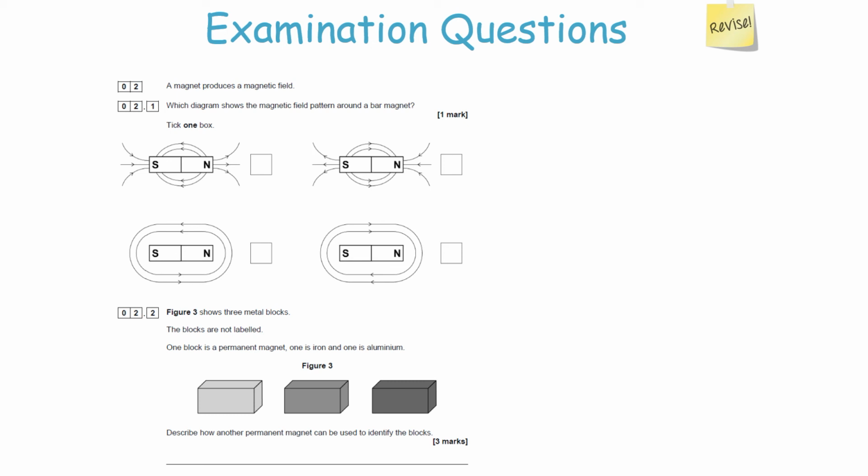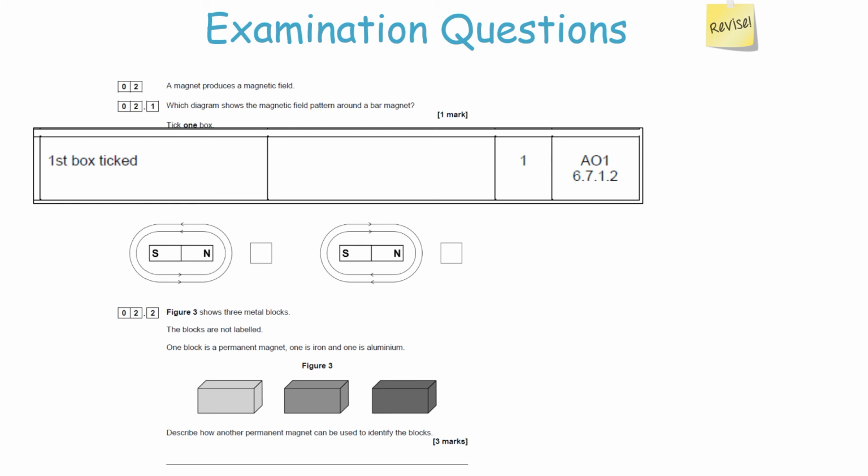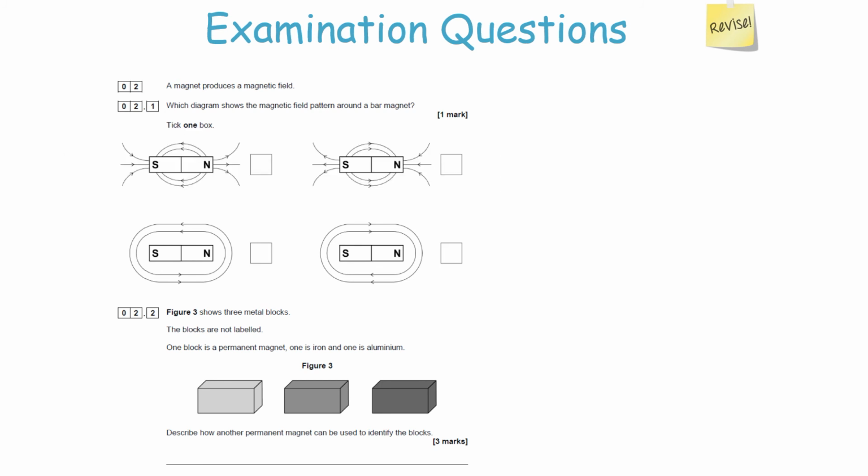Now how you always remember it is that in this particular instance it's the first box ticked, because the field lines, the arrows, will always point in the direction from north to south. So that's because the field line arrows point in the direction a positive charge would take. So they go against the North Pole because they would repel it. It would go towards the South Pole because it would be attracted.